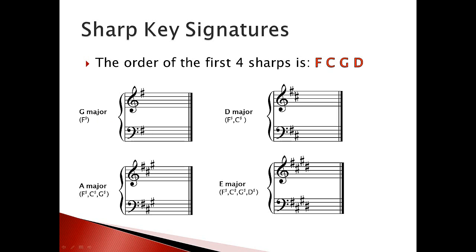D major has two sharps, F sharp and C sharp. A major has three sharps, F sharp, C sharp, G sharp. And E major, we already studied, has four sharps, F, C, G, D. And here it is in the bass clef, F, C, G, D.